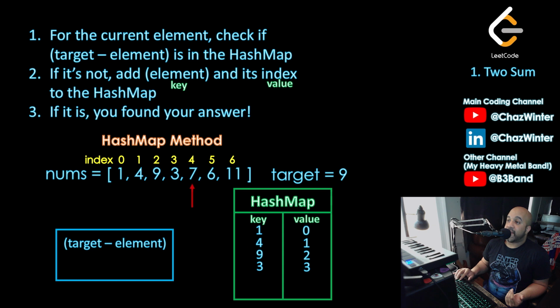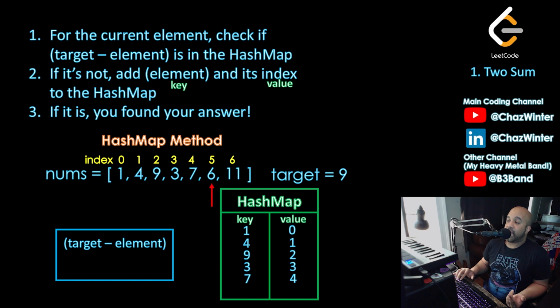Next value is a 7, which is located at index 4. 9 minus 7 is 2. Is there a 2 in my hash map? And remember, I'm searching the keys. There is no key 2. So we add 7 and 4 to our hash map.